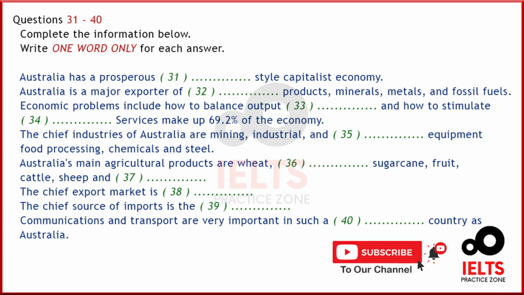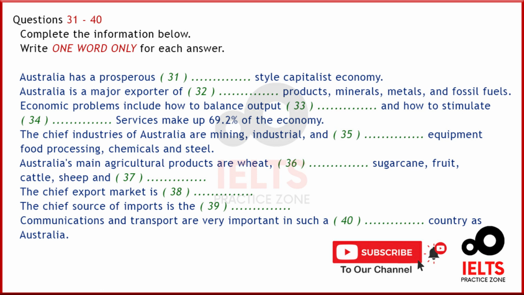The economy is made up like this: agriculture, 3.1%, industry, 27.7%, services, 69.2%. The labor force has a similar pattern. The total labor force is 8.2 million. 34% work in finance and services, 23% work in public and community services, 20% work in the wholesale and retail trade, 17% work in manufacturing and industry, and 6% work in agriculture.